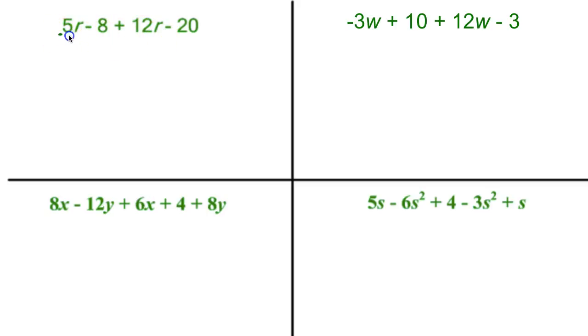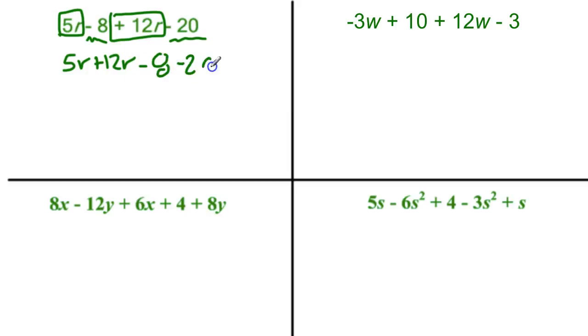Let's do the R's first. So I'm going to box 5R. I'll box the plus 12R, keep the sign in front of it. 5R plus 12R. Let me write that down first. 5R plus 12R. And I'll underline with the squiggly underline, minus 8, minus 20. There's no variable there, it's just the numbers. So minus 8, minus 20.